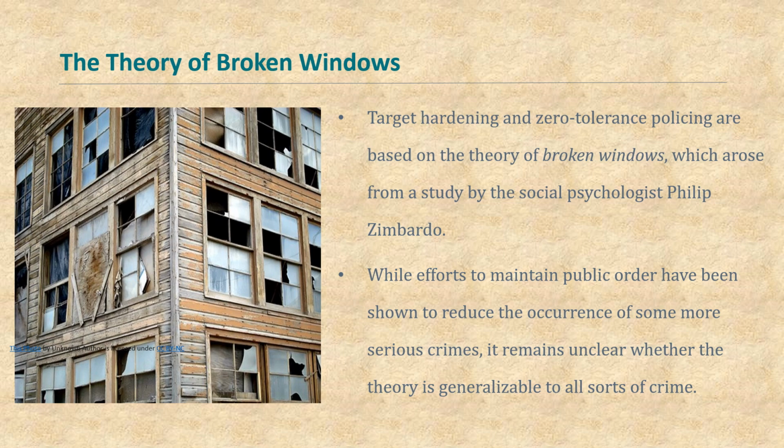The theory of broken windows assumes that you have to address even the semblance of what could be construed as criminal behavior, even before you see behavior occurring. The concept of the broken window arose basically from a study done by social psychologist Philip Zimbardo. He argues that while efforts to maintain public order have been shown to reduce the occurrence of some more serious crimes, it remains unclear whether the theory is generalizable to all sorts of crime.